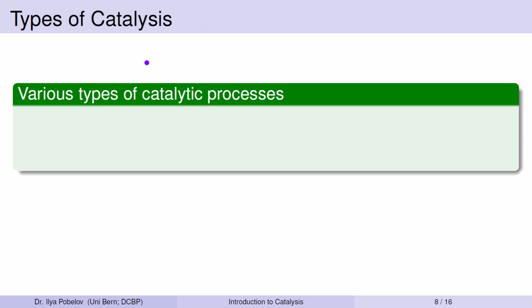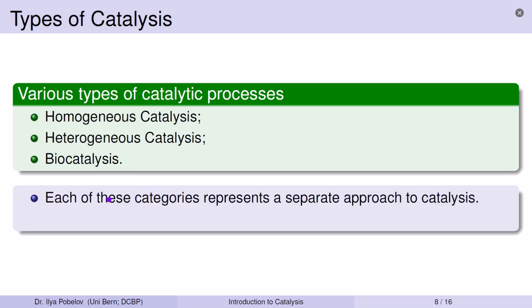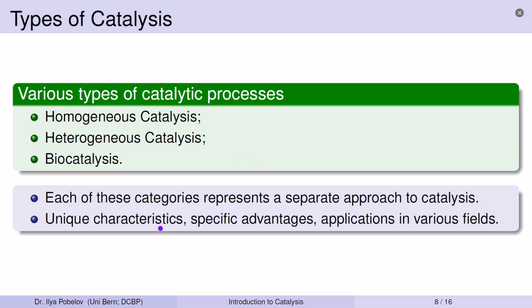In the study of catalysis, we typically distinguish between various types of catalytic processes. These include homogeneous catalysis, heterogeneous catalysis, and biocatalysis. Each of these categories represents a separate approach to catalysis with its unique characteristics, specific advantages, and applications in various fields.